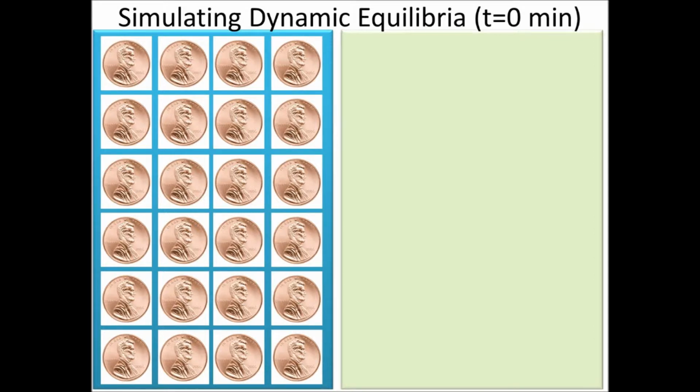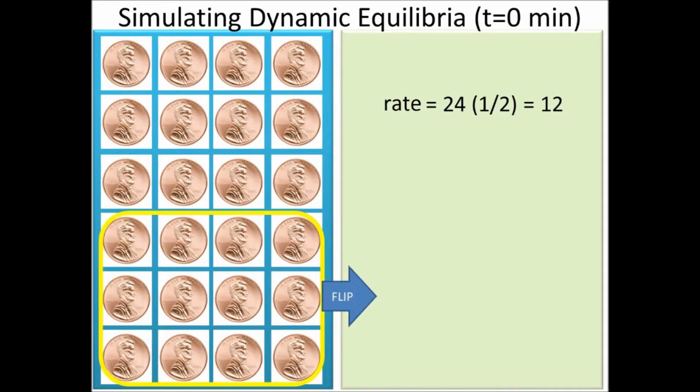At time 0, all 24 pennies are heads up, and there are 0 pennies in the tails up state. In this time interval, we use the rate equation, which is the concentration of reactant A. So in this case, we have 24 pennies per volume in the space here, times the rate constant of the forward reaction, which is 0.5 or 1/2. So we see that the rate of change is 12 in this time interval. So we need to take 12 pennies and flip them to tails and move them over to the area where we're going to keep the pennies in the tail state or state B.